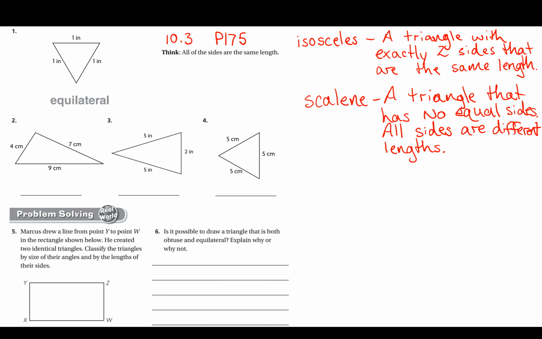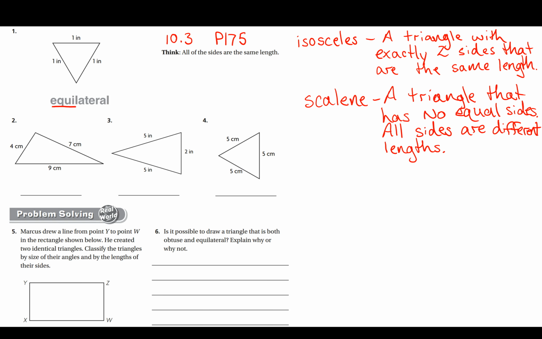So number one up here was done for us. This is an equilateral triangle. We see that prefix equa. That means that you're dealing with something equal, and all sides are the same length. So we can see 1 inch, 1 inch, 1 inch. So all the sides are the same. So that is an equilateral triangle.